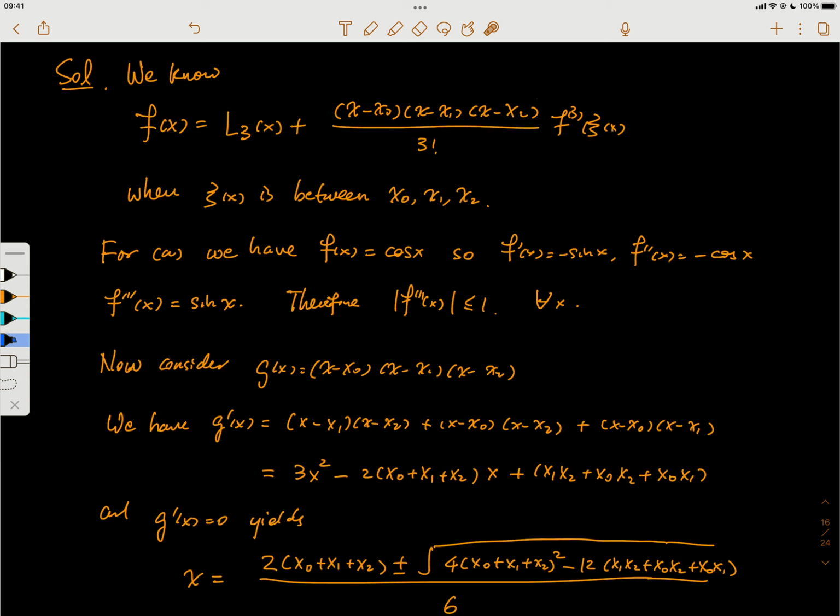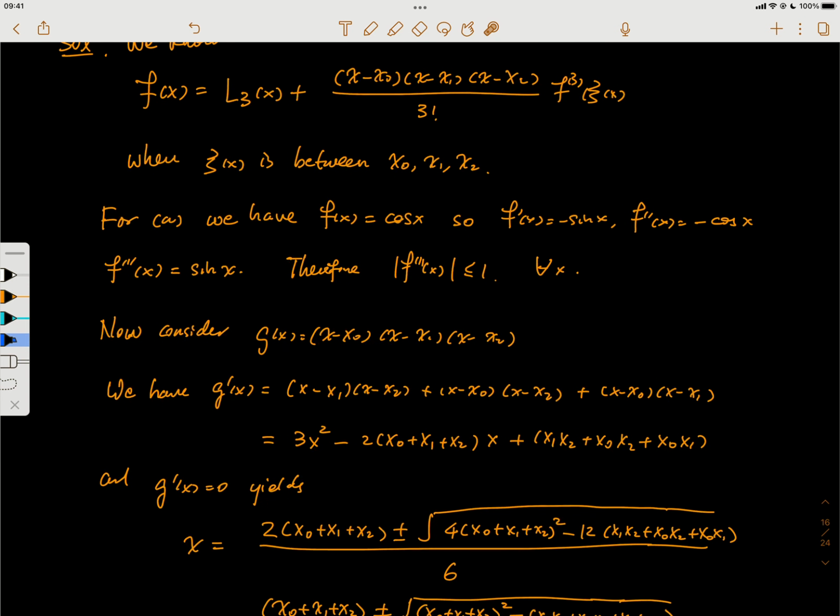In that case, what you need to do is focus on this polynomial, which I define as g here. You take the derivative, set it to 0, solve for critical points, and also find the values of g at the two endpoints, x0 and x2. Then see which one gives you the largest value. That is the maximum value of g, because g is continuous and differentiable over that interval.